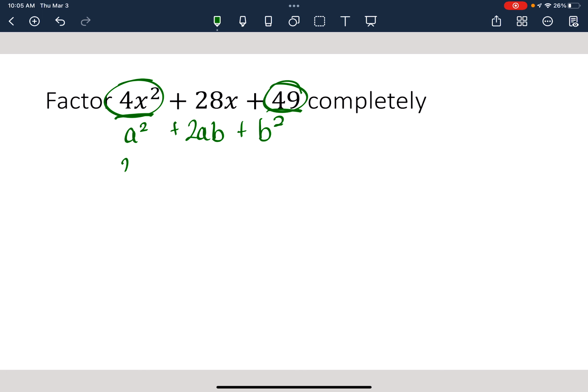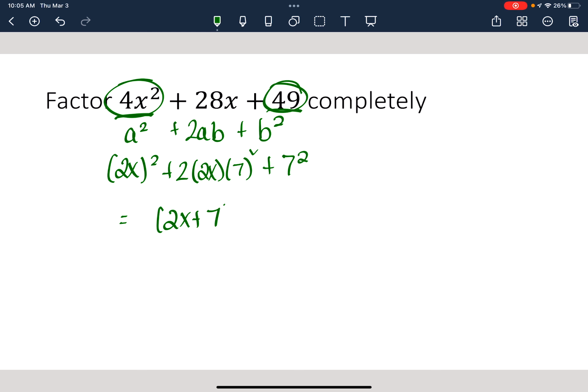So this is that pattern where this is 2x squared plus 2 times 2x. And then the b value I find because 7 squared is 49. So 2 times 2x times 7. And that does check. So that means that this equals 2x plus 7 squared because it follows that special factoring pattern.